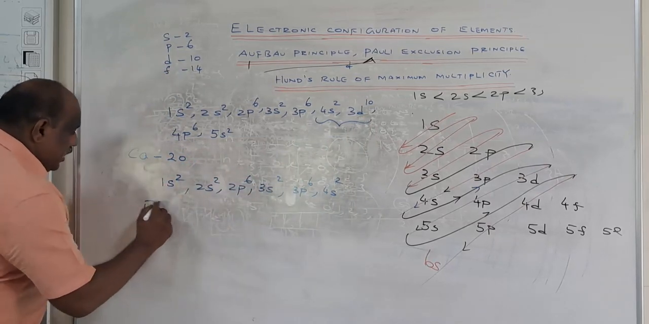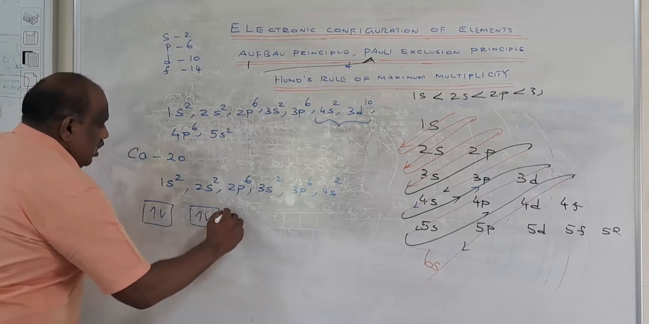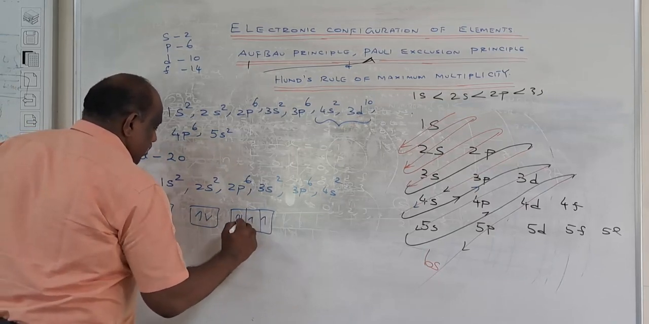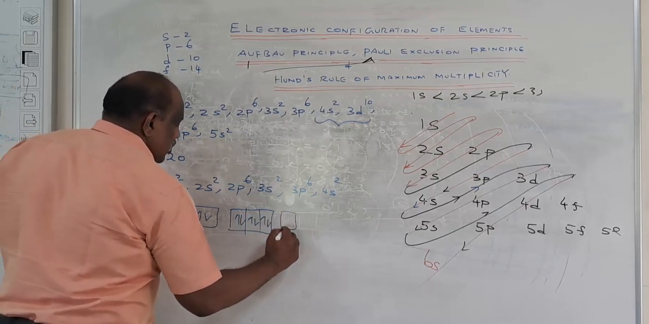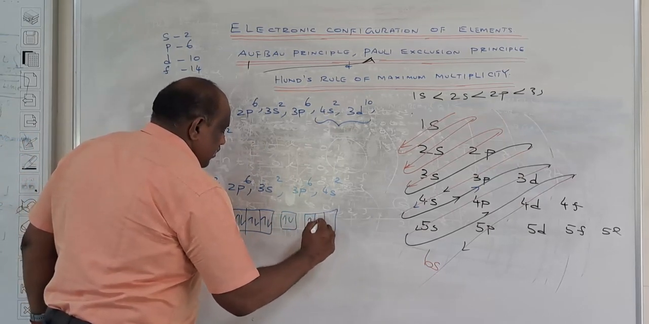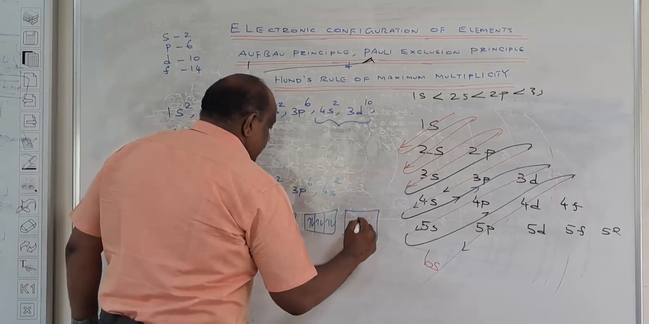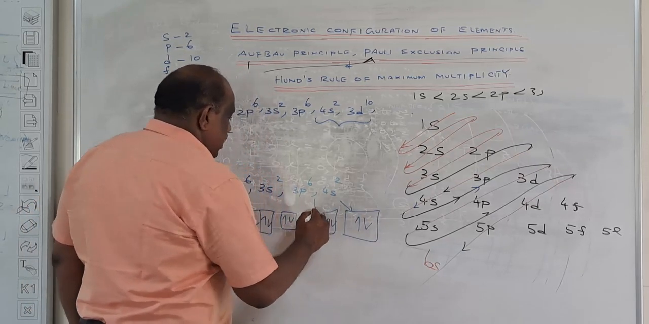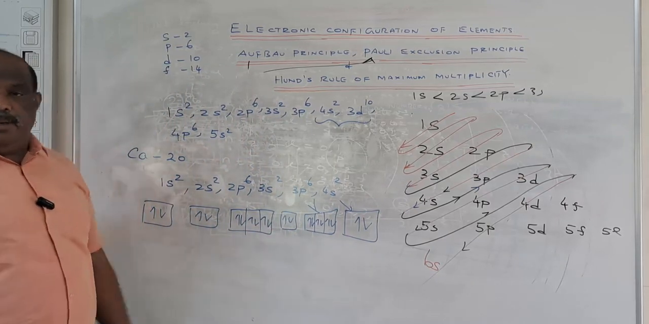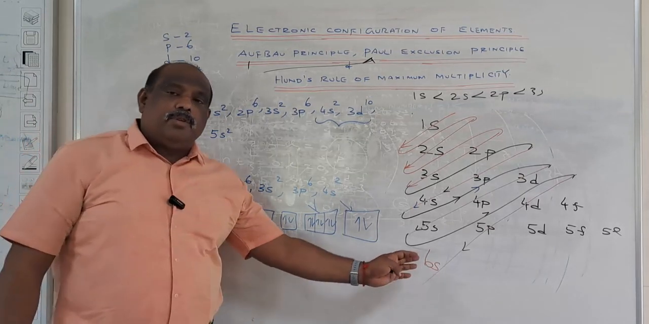If you want to write, I can write now. So 1s2, 2s2, 2p6, then 3s2, then 3p6, then 4s2. I hope you got it. So this is how the electrons have been arranged in calcium. Similarly, you can try to extend even up to the last element.